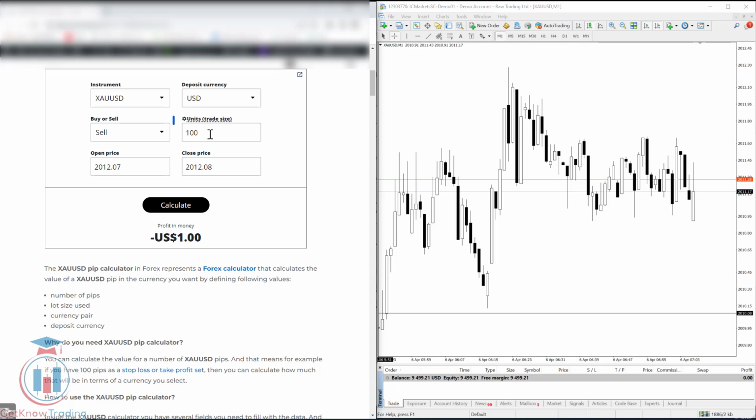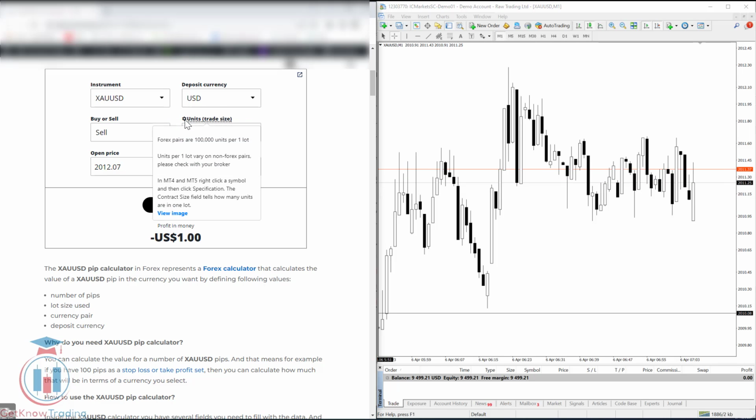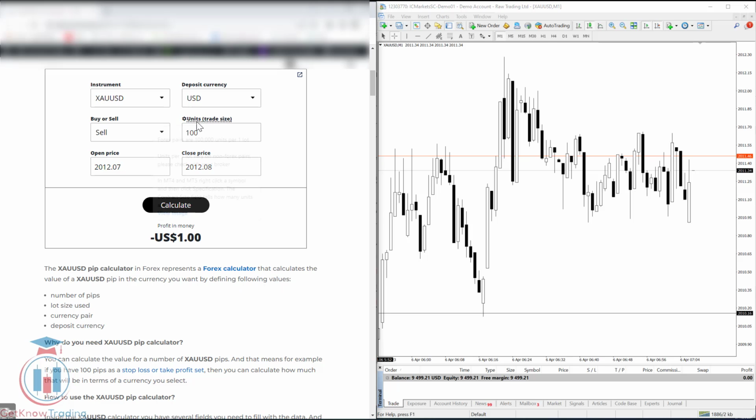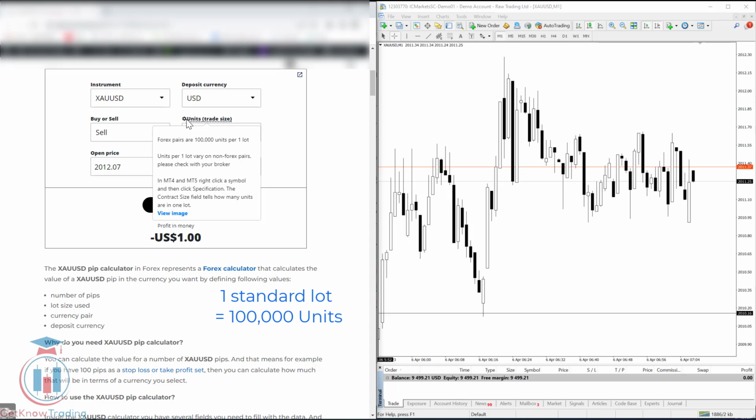Then you have units, which means a trade size. When you go with your mouse over this, you can see that Forex pairs are 100,000 units per lot. But also pay attention that each broker defines what will be one standard lot, which means how many units of a base currency. In the standard lot, it is usually 100,000 units, for example for the Euro USD currency pair, for the GBP USD, and so on.